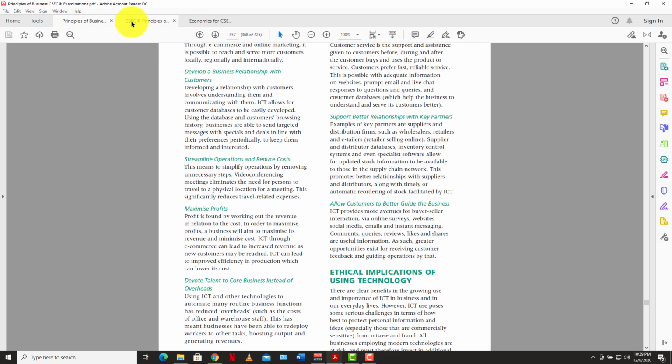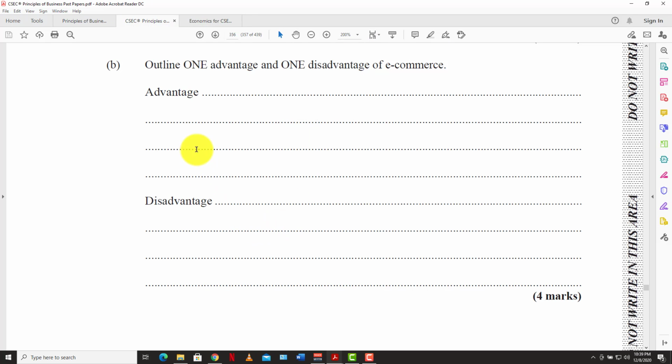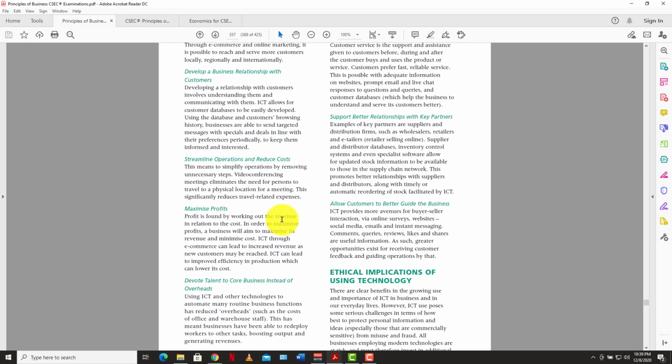Then they asked, what are some disadvantages of e-commerce? What is one disadvantage of e-commerce? An obvious one is the fact that you're online and therefore you are susceptible to hacking. Somebody might hack your account, hack the company's account, and get your information that you don't want out there. You're also exposed to fraud.